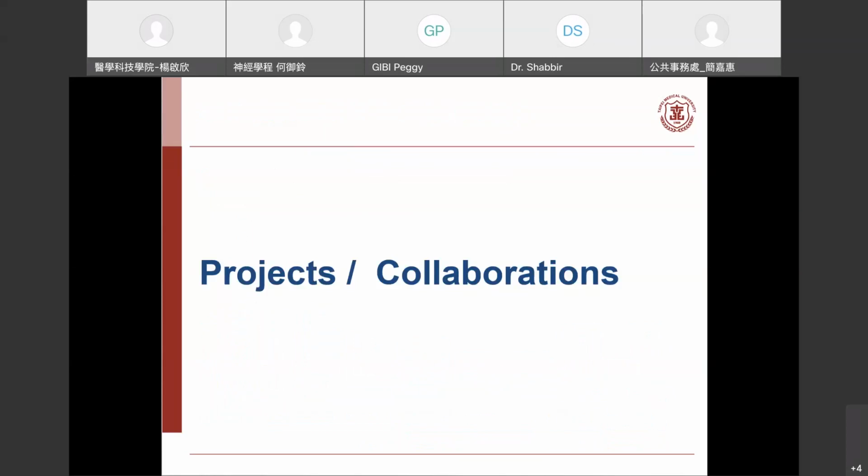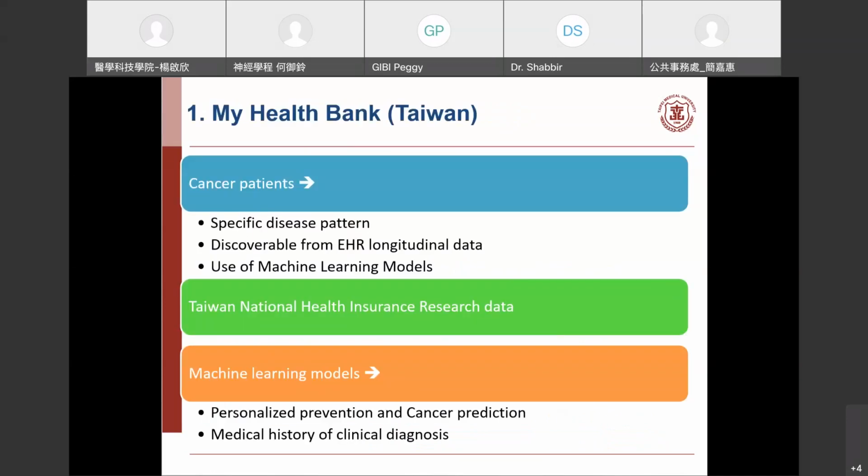Then what I will do is discuss some very interesting projects from Taiwan. Especially the next project is about My Health Bank. You might know about it. If not, I strongly recommend you Google it, because this is one of the most fantastic projects I have seen around the world, where the government has given the public access to their own information. Anyone in Taiwan who has a national insurance card can log into the system and see what's happening with them, their specific disease patterns.